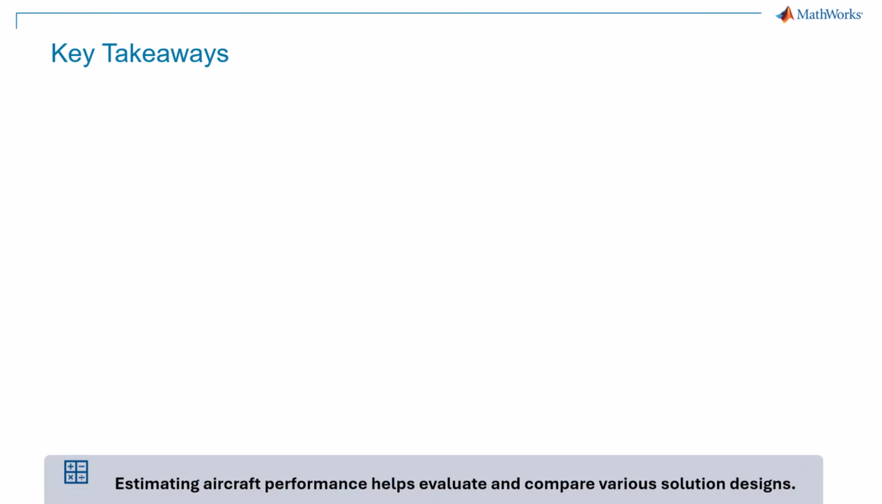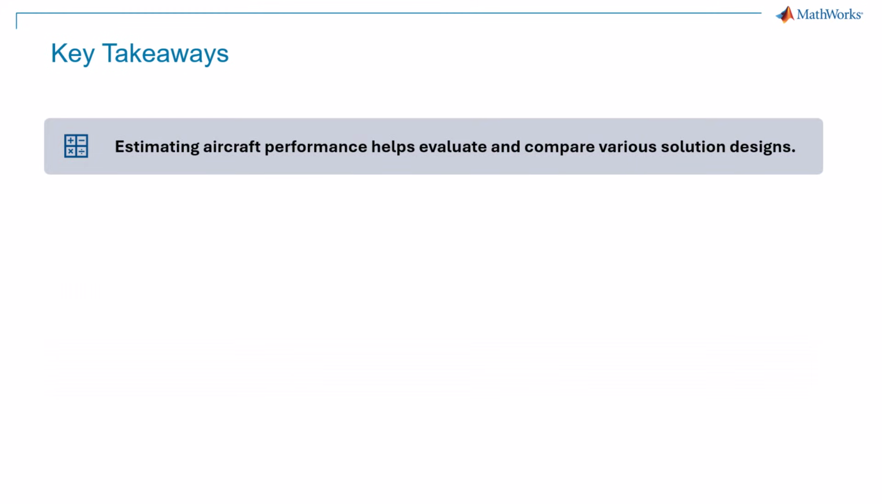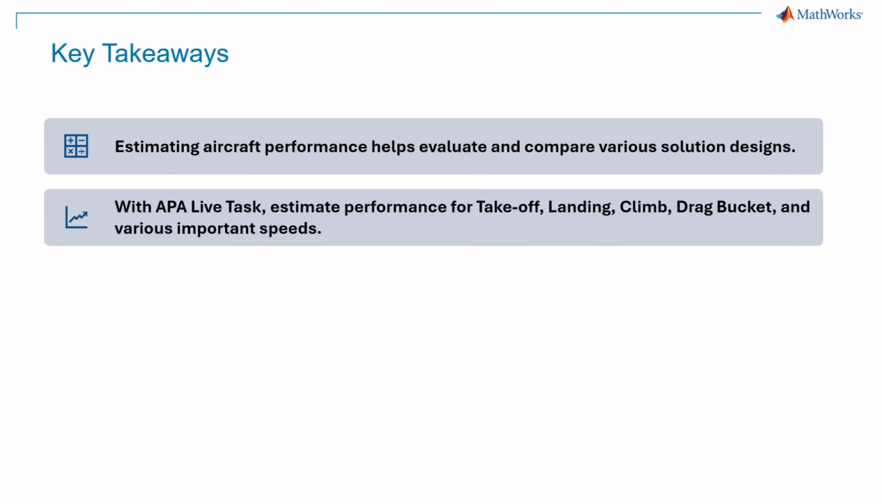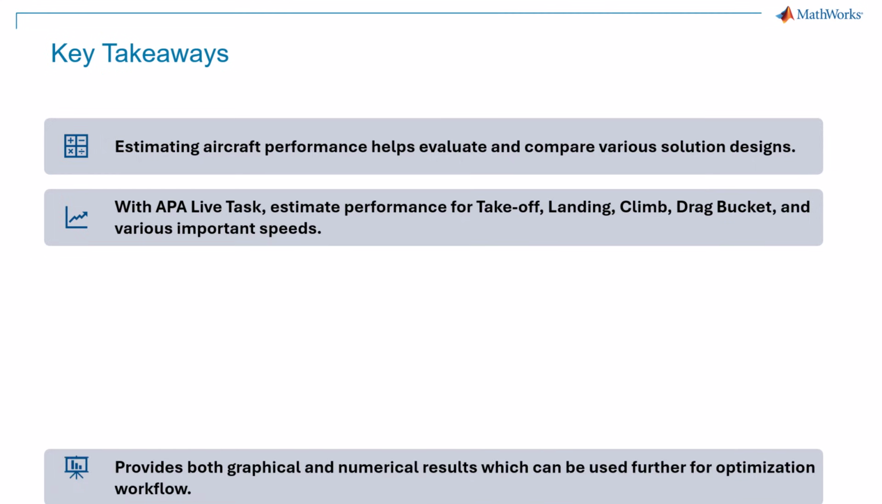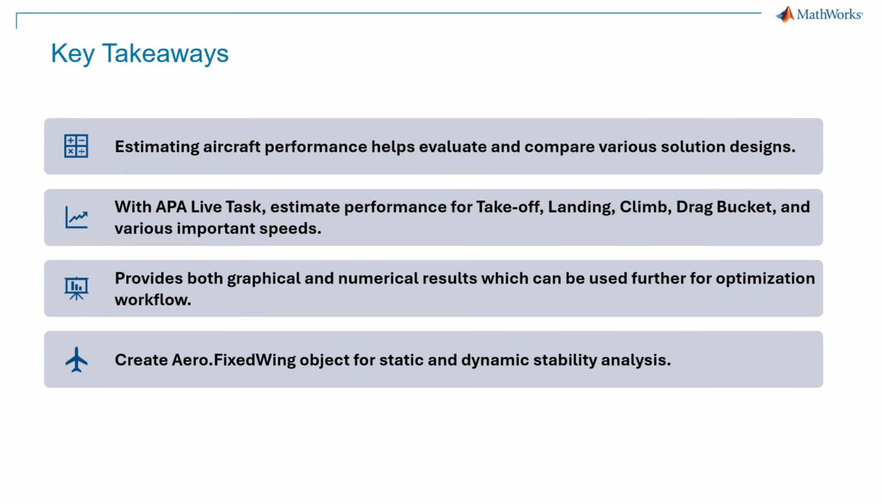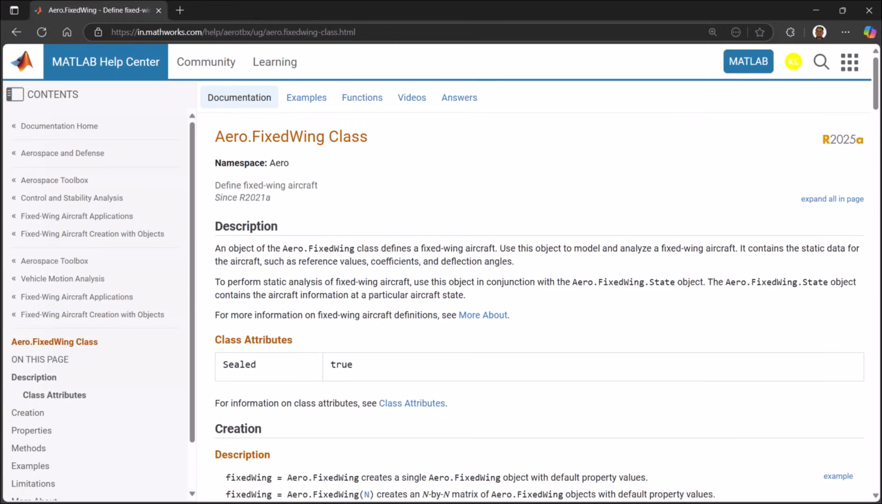Let's move to the key takeaways of this video. In this video, we learned that estimating aircraft performance helps evaluate and compare various solution designs. With API Live Task, we can predict performance for takeoff, landing, climb, drag bucket, and various important speeds. It also provides both graphical and numerical results which can be used further for optimization workflow. We can also create aero.fixedwing objects for aircraft static and dynamic stability analysis. For more information on aero.fixedwing object, please refer to the aerospace toolbox documentation.